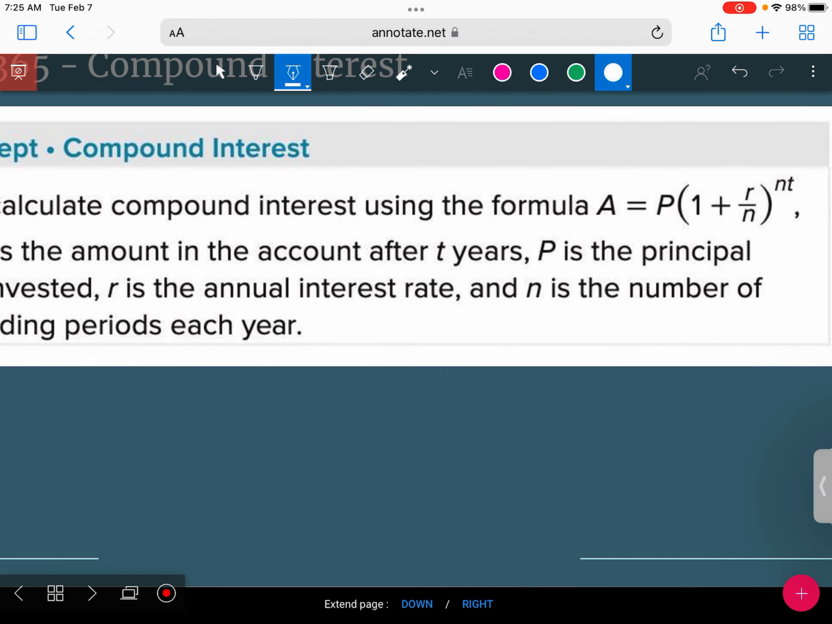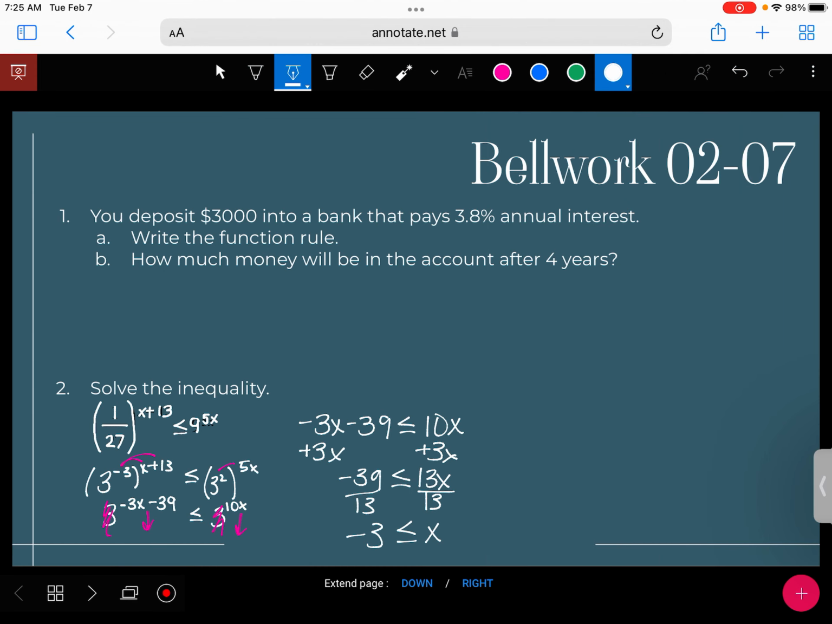So P is kind of, I'll just go back to bell work, that's easy to refer to. P is the principal amount. So it's the beginning amount in an account, it's the beginning amount someone invests in something, it's the beginning amount of the loan taken out, things like that. What do you think P is in this problem? $3,000, yep, exactly. So P would be our $3,000 in this instance, okay?